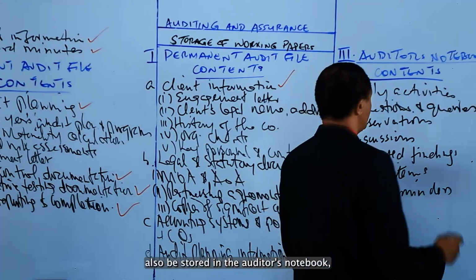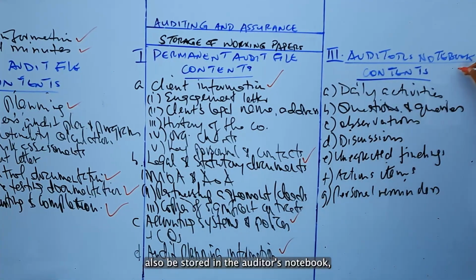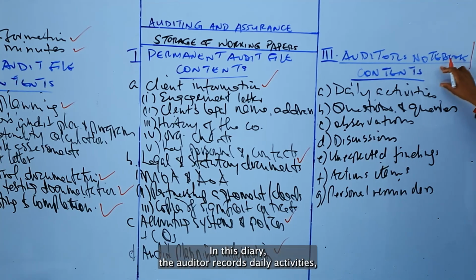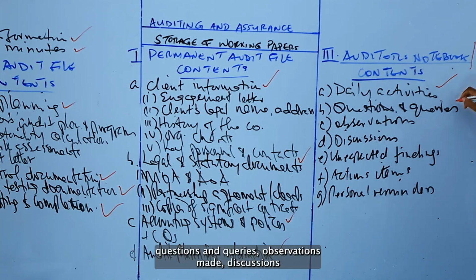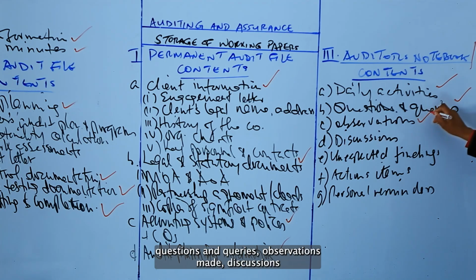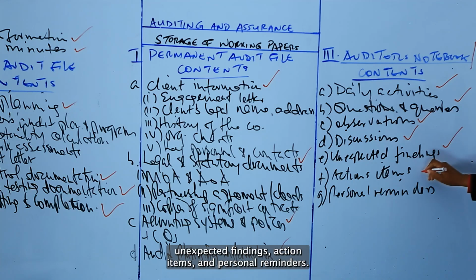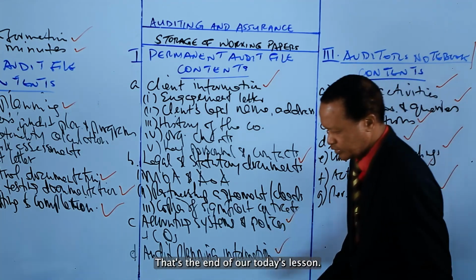Information may also be stored in the auditor's notebook, which we have defined as the auditor's diary. In this diary, the auditor records daily activities, questions and queries, observations made, discussions, unexpected findings, action items, and personal reminders. That's the end of our today's lesson.